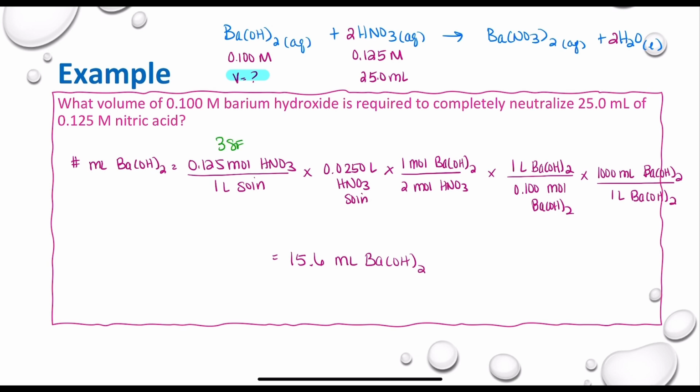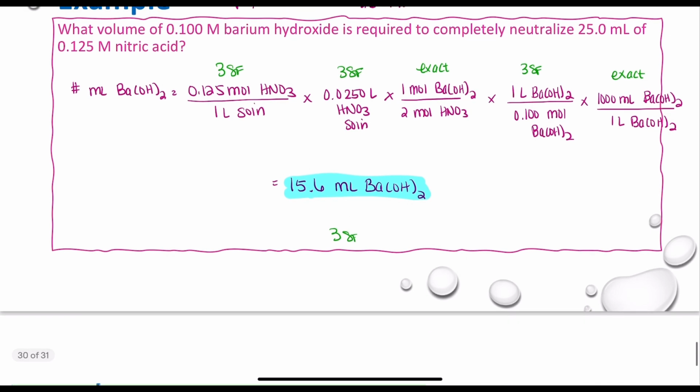Check your sig figs: 3 sig figs, 3 sig figs, exact, 3 sig figs, exact, 3 sig figs. So it will take 15.6 milliliters of a 0.1 molar barium hydroxide solution to completely neutralize 25 milliliters of a 0.125 molar nitric acid solution. It doesn't take as much because the barium hydroxide has twice as much hydroxide in it as the nitric acid has hydrogen. And so for every 1 barium hydroxide neutralized, 2 nitric acids are neutralized. So that's why it takes a little bit less.